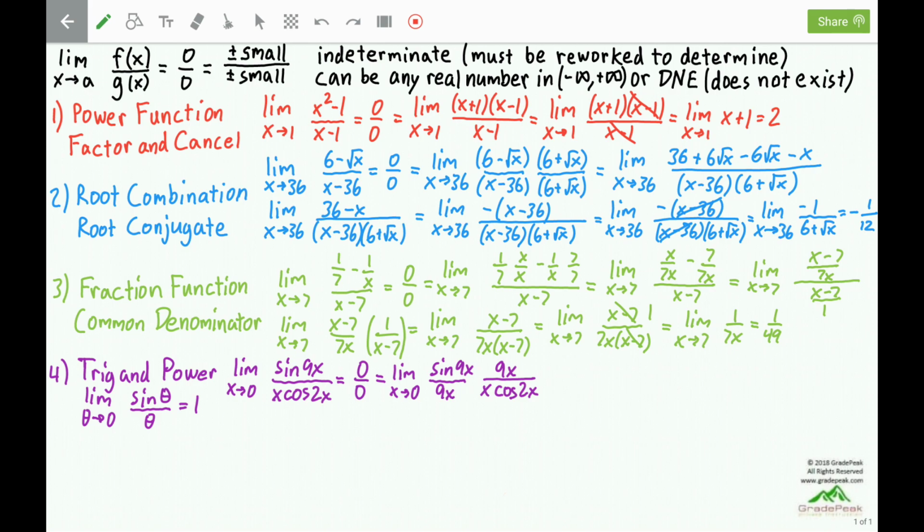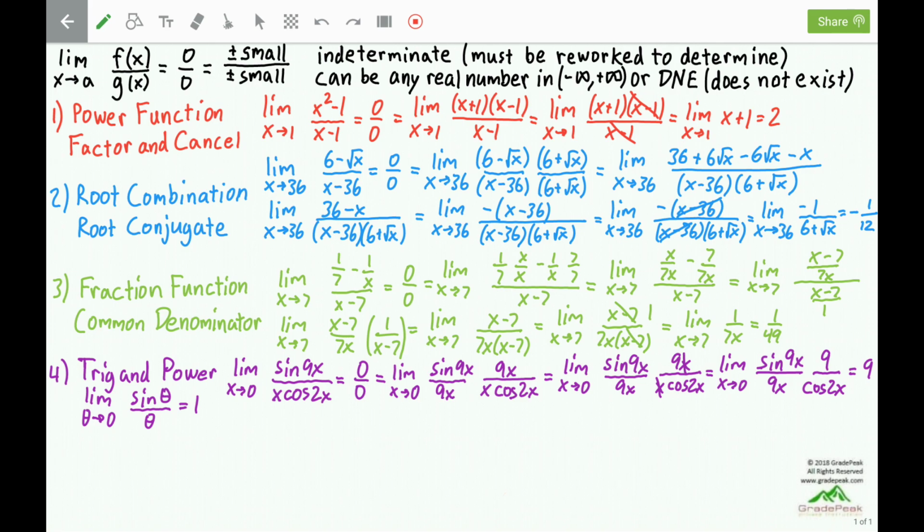Now that second fraction, we're going to need to work with a little bit more because there's now an x in the numerator and denominator. Those can cancel, so let's go ahead and cancel those out. And that's getting rid of the 0 over 0 problem with that one. The first fraction's a 0 over 0 for sure, but it has the exact form of the identity, and it will equal 1. So the first fraction will be a 1, and the second fraction will be 9 over cosine of 0. Well, cosine of 0 is a 1, so we have 1 times 9 over 1, and the result is a 9.